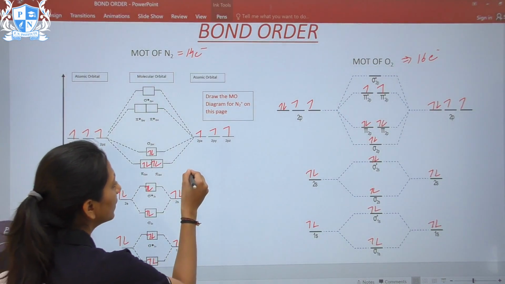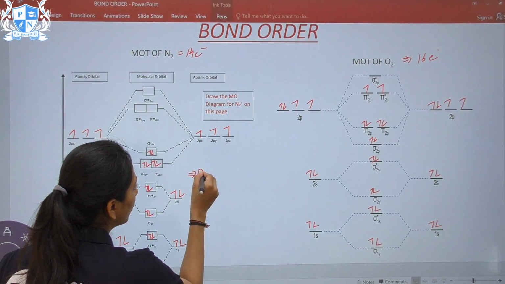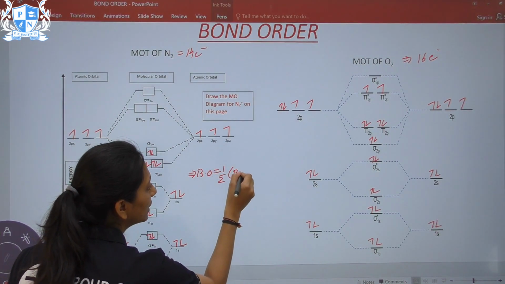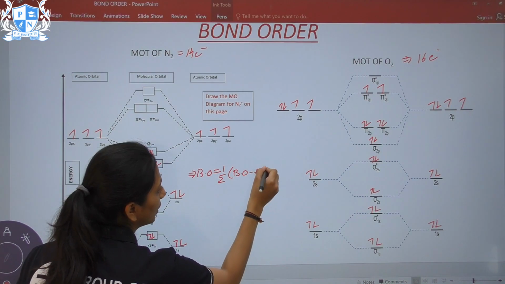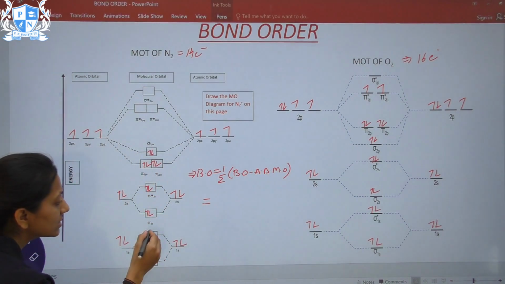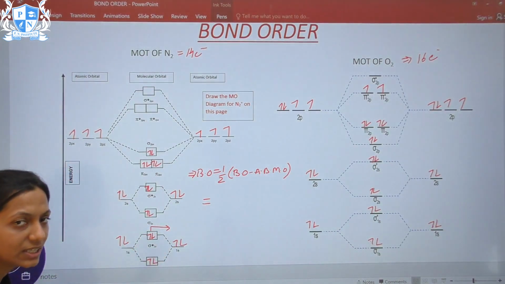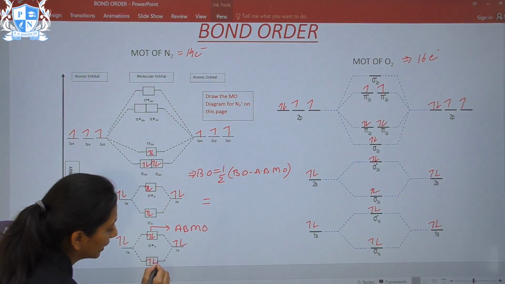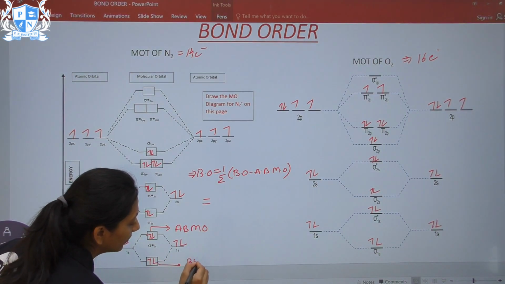According to this, we have the formula of the bond order, which is equal to half of the electrons in the bonding orbital minus the anti-bonding molecular orbital. Okay, the ones which are higher in energy are known as ABMO, anti-bonding molecular orbital, and these are known as BMO.